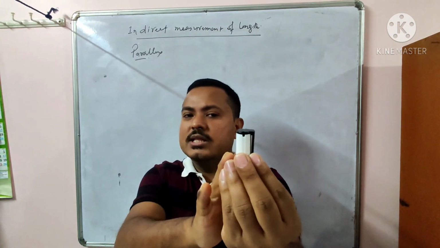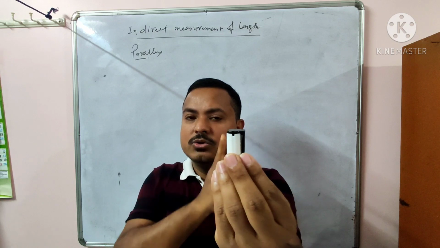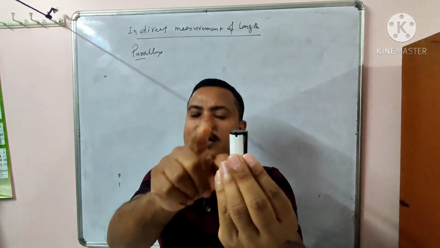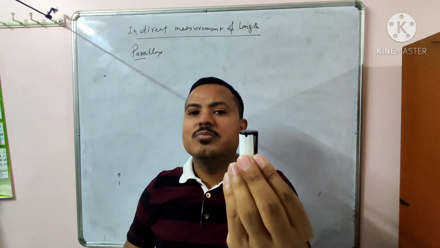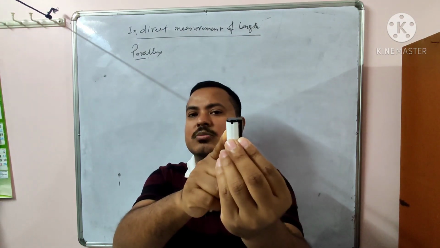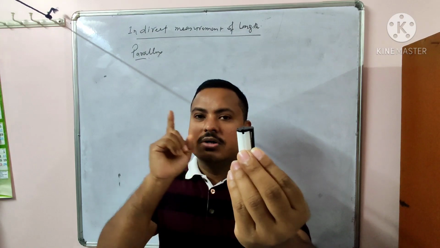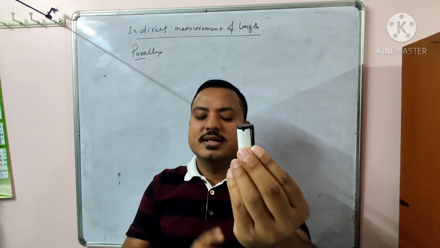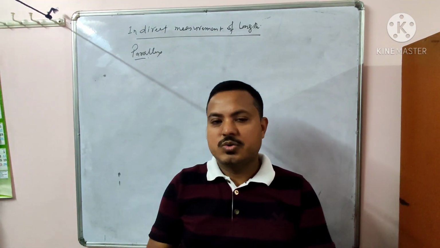Okay, but actually the position of the object will not change. But due to the shift of the eye position, there is an apparent change in the position of the object. Or you can say the relative change in the position of the object with respect to the shift of your eye position. That is called what? Parallax.